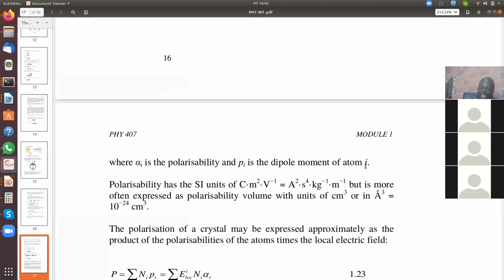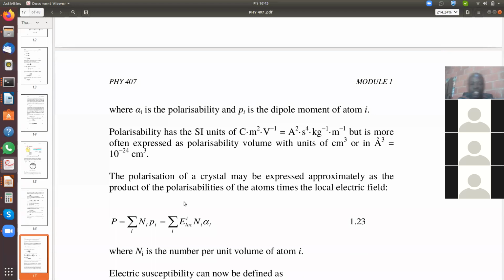So at each point where you have an atom, you have a dipole moment per atom and also a polarizability per atom. If the atoms are ten, you have it for each of them. Polarizability has the SI unit of this, but it's more often expressed as polarizability volume with unit of centimeter cubed or angstrom cubed, which is equal to 10 to the power of minus 24 centimeter cubed.